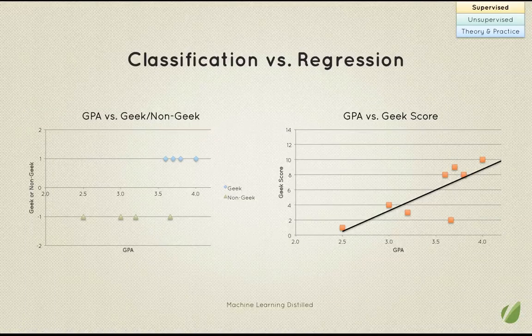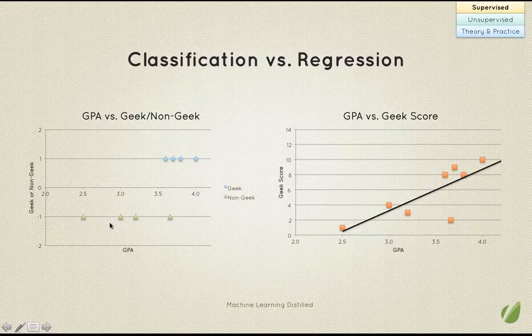So this is regression, just predicting a continuous output. Let's look at classification versus regression in a different way. On the left, you see classification, where you've got geeks and non-geeks. Geeks are in blue, plotted at 1 on the y-axis. Non-geeks are plotted at -1, and you can see the x-axis here is the GPA. So this is classification. The person's either a geek or non-geek.